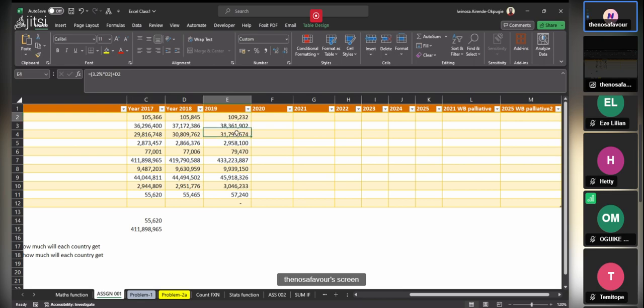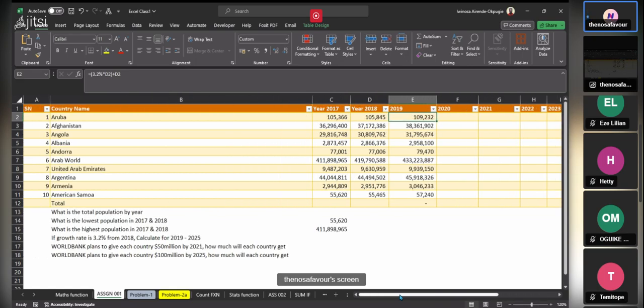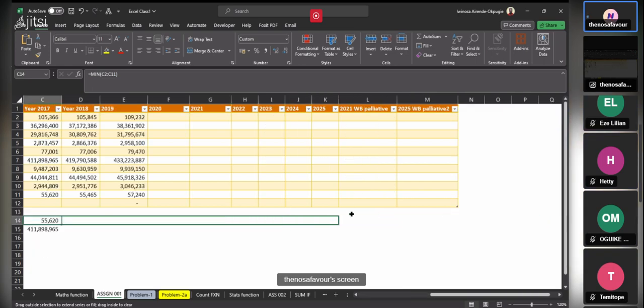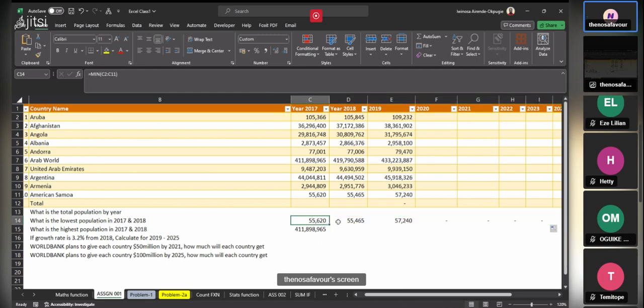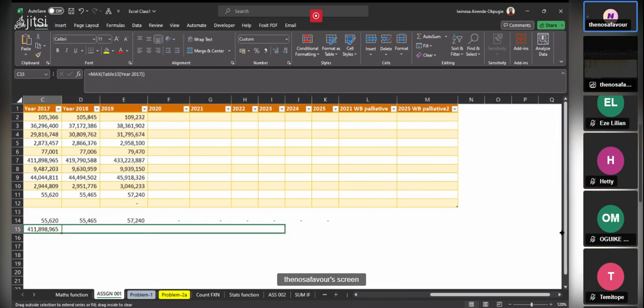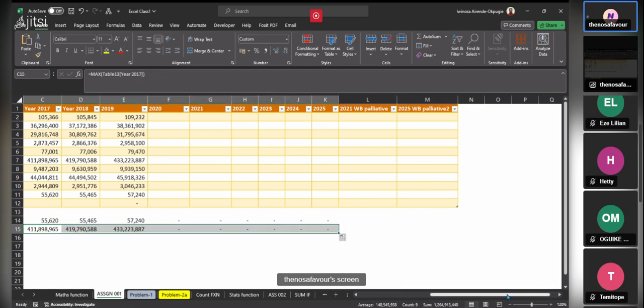Okay. So here's how Excel works, right? You can copy formulas. Take for example, remember we did the lowest population for 2017. I can simply use this same formula. If I click on this bottom right corner and drag to 2025, it's going to copy that formula I used here across the board. The same thing will happen for the highest population here. If I do the same thing to 2025, it will happen across the board as well.